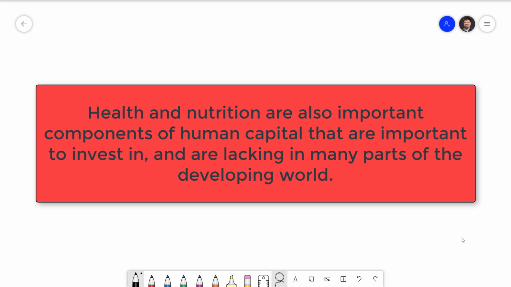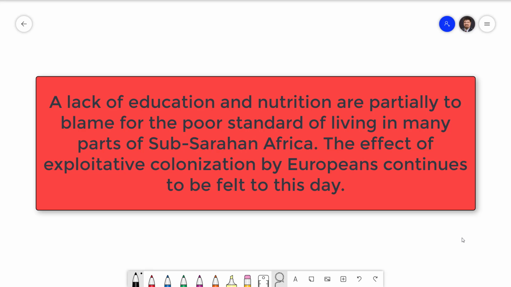Health and nutrition is another important component of human capital and constitutes a major difference in the productivity between the developed and developing world. Nutrition is something we often take for granted in a developed country, but in many parts of the world it remains a problem. Lagging education and nutrition remain an important reason why a lot of countries in sub-Saharan Africa, for example, experience a lower standard of living. It's important to note that the legacy of colonization hangs over much of Africa.